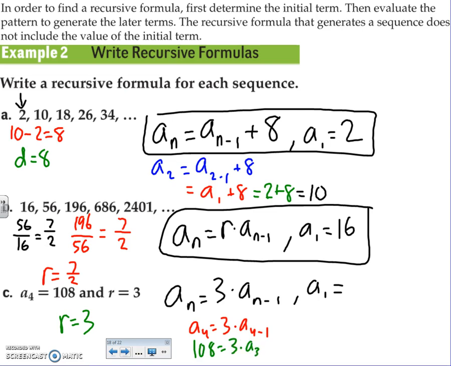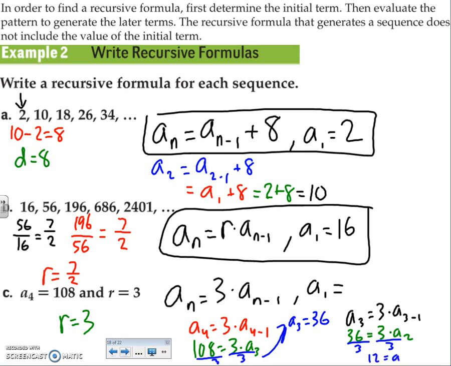So if I divide both sides by 3, I get 108 divided by 3, calculator, 36. So now I found out that a sub 3 is 36. Then I'm going to repeat the process. So a sub 3 equals 3 times a of 3 minus 1. So a sub 3, which we found was 36, equals 3 times a sub 2. I divide both sides by 3. I get 12 equals a sub 2.